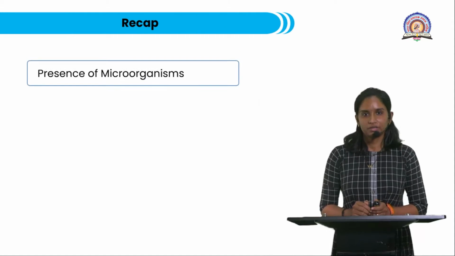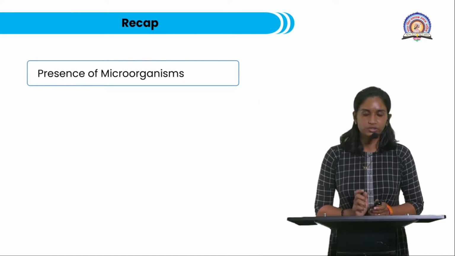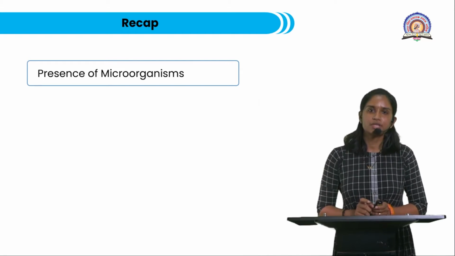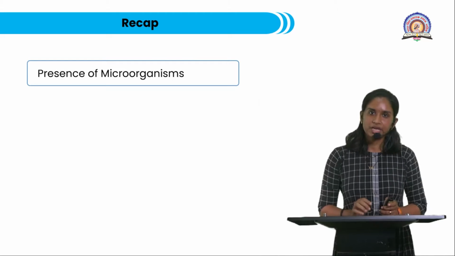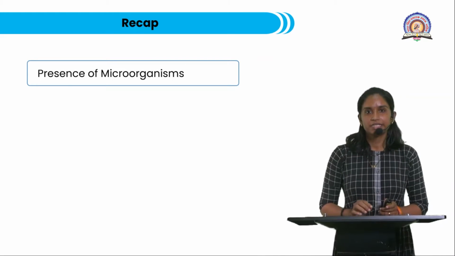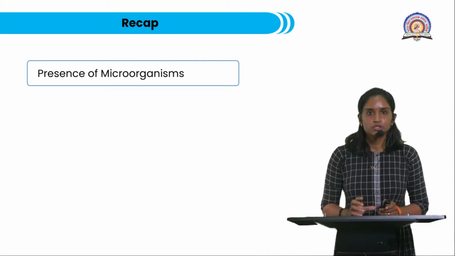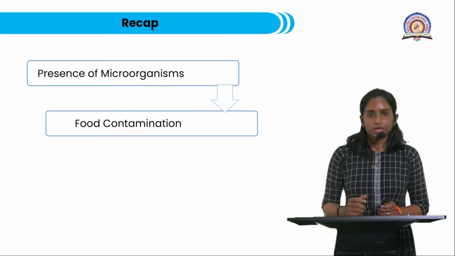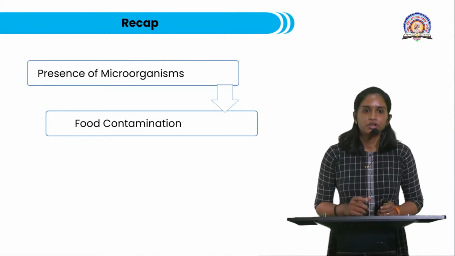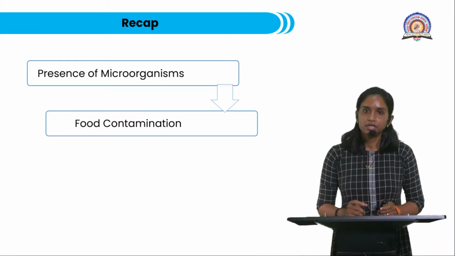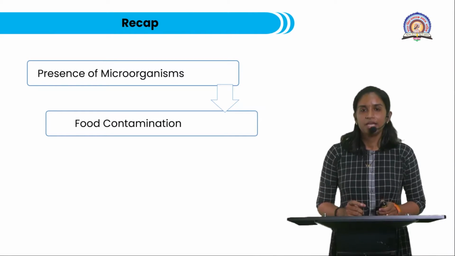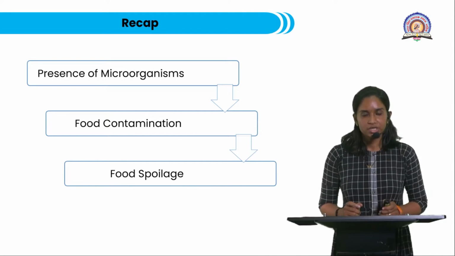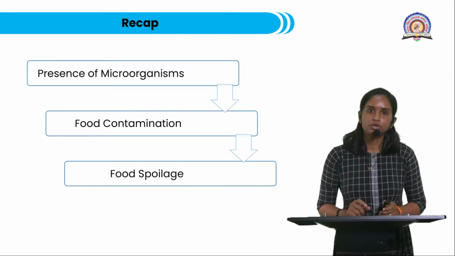So why do we have this topic in our practical course? In theory, we have discussed that microorganisms are present everywhere in the environment. Similarly, they are present in the food that we consume on a daily basis. If these organisms multiply in our food, they will result in food contamination, and this food contamination will result in food spoilage, and this spoiled food we cannot consume.